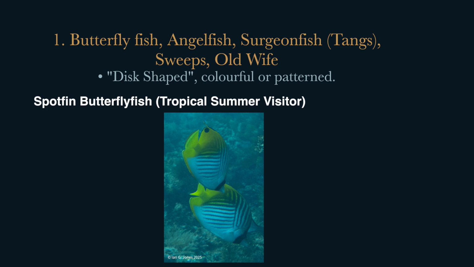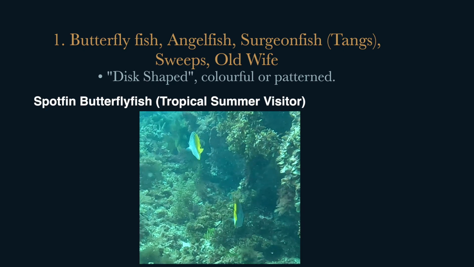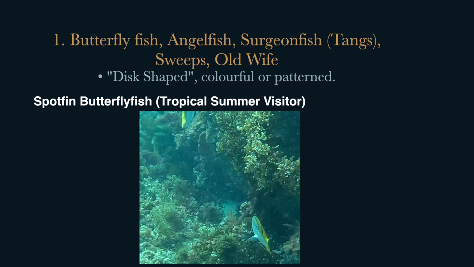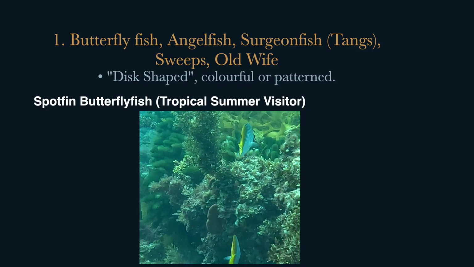Spotfin butterfly fish or threadfin butterfly fish are a tropical visitor. They occasionally come down with the Leeuwin current from the north and can survive year-round on the north side of Rottnest Island, where this shot was actually taken, but usually they retreat back up north in the winter.